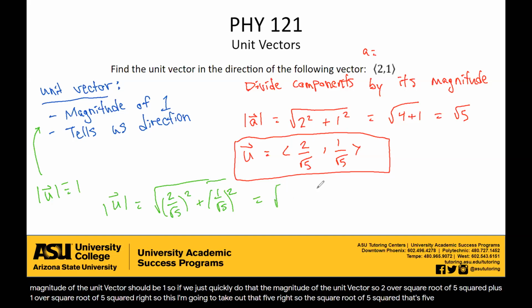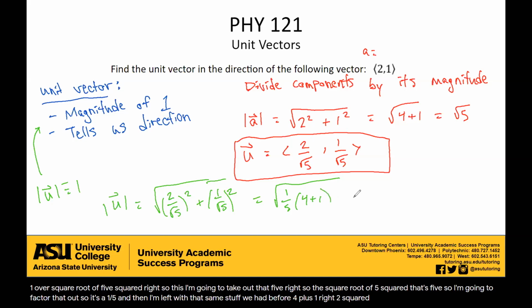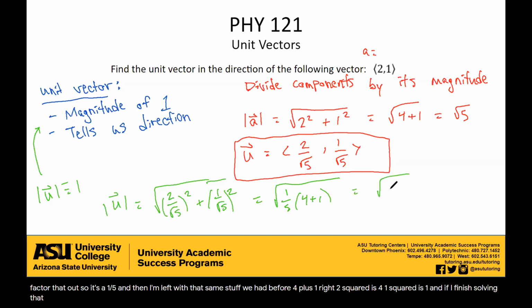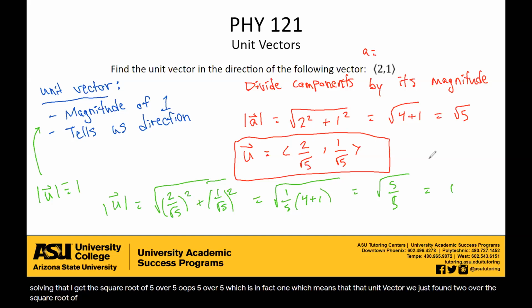So I'm going to factor that out, so that's a 1/5. And then I'm left with that same stuff we had before: 4 plus 1, since 2 squared is 4 and 1 squared is 1. If I finish solving that, I get the square root of 5 over 5. Oops, 5 over 5, which is in fact 1. Which means that the unit vector we just found, 2 over the square root of 5, 1 over the square root of 5, is in fact a unit vector. Awesome.